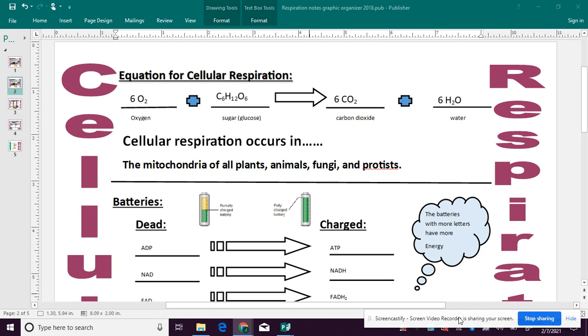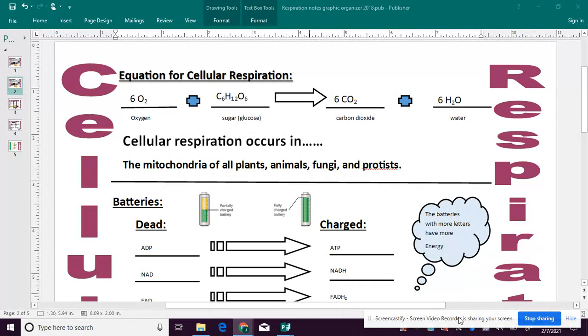Today we're going to start talking about cellular respiration. Last week we were talking about photosynthesis, the process of plants taking energy from the sun and turning it into sugar. That sugar is then used by both plants and animals to power their cells.